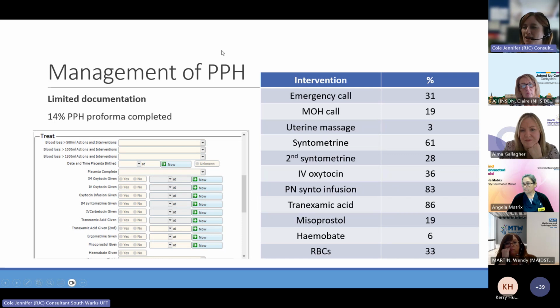that hemorrhage. For example, in only 3% of cases was there any record that we'd performed uterine massage, which I'd hope we'd do pretty much every time. It's almost instinctive, isn't it? But our documentation doesn't reflect that. And that's something that we definitely needed to work on.